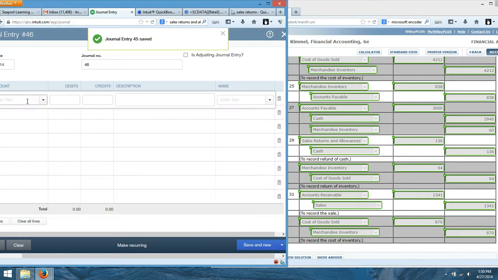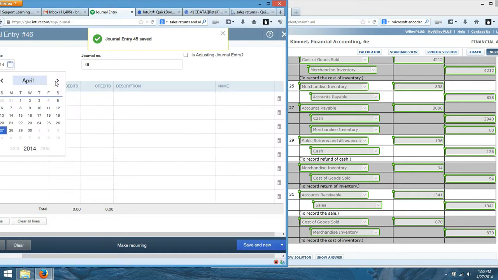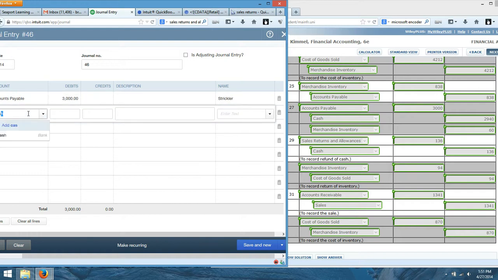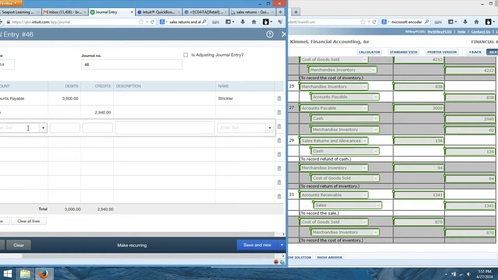So now we're going back down here to the 27th. On the 27th, we need to do that real quick. May 27th. Accounts payable. And that's going to be for $3,000, and that was to Strickler. I checked while I was up there. And that's going to be cash in the amount of $29.40. And down here, merch inventory is going to be for the remaining 60. We're good to go there.